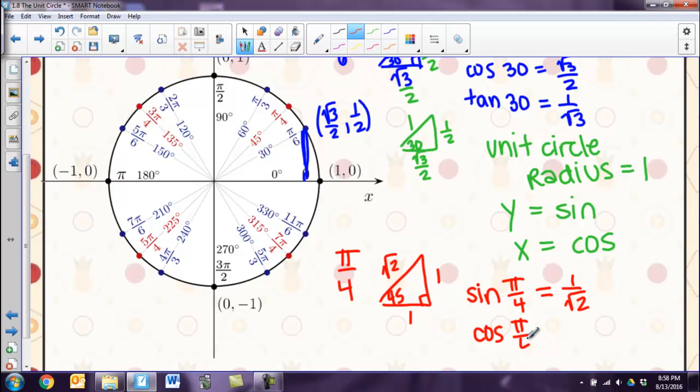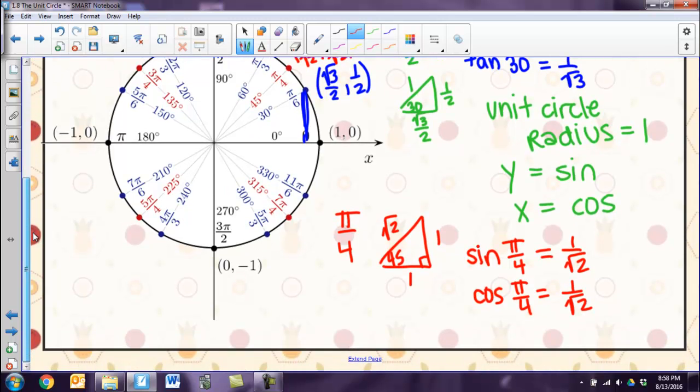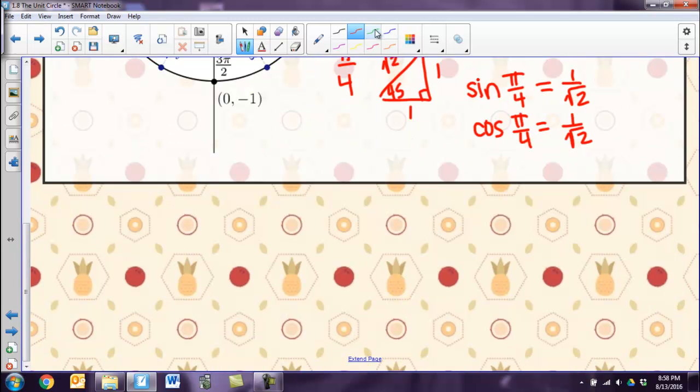Cosine of pi over 4 is going to be the same thing, adjacent though, over hypotenuse, which happens to be the same here. So then that means that my coordinates on that point are 1 over root 2, 1 over root 2. Okay? And let's go ahead and do, I know I ran out of space. I have to extend my page. We're going to do pi over 3 now.